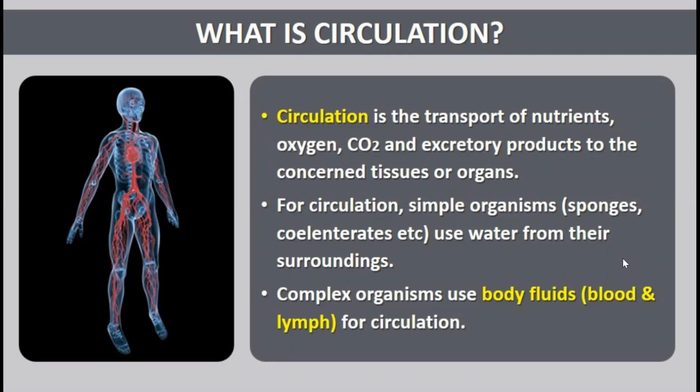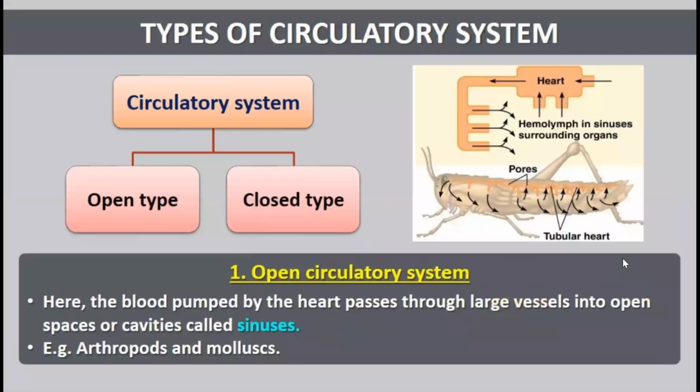And for circulation, simple organisms like sponges and coelenterates use water from their surroundings. And complex organisms like humans have body fluids like blood and lymph for circulation.